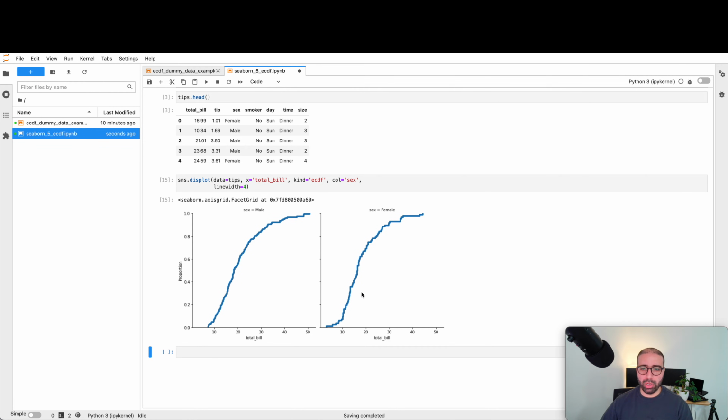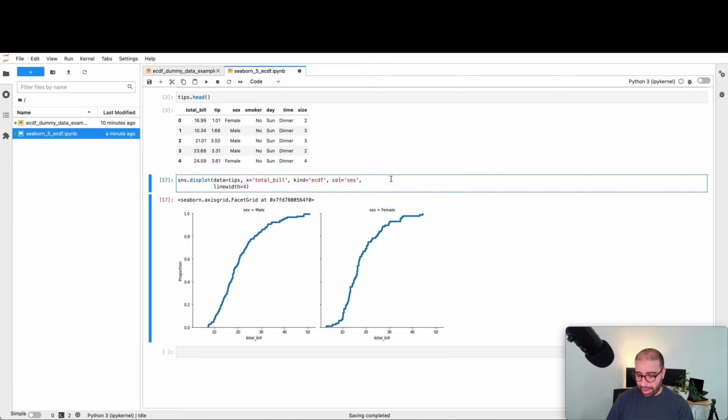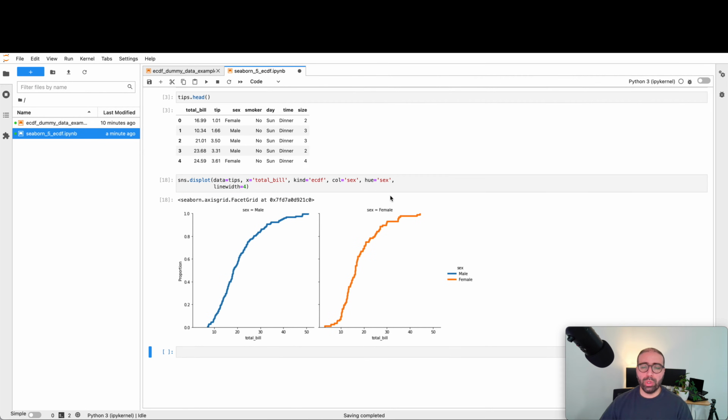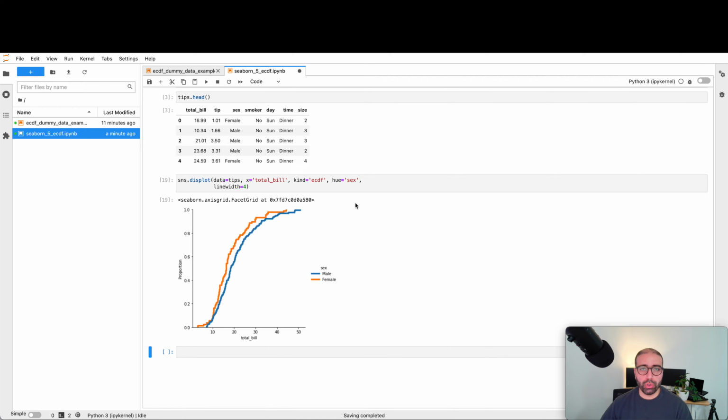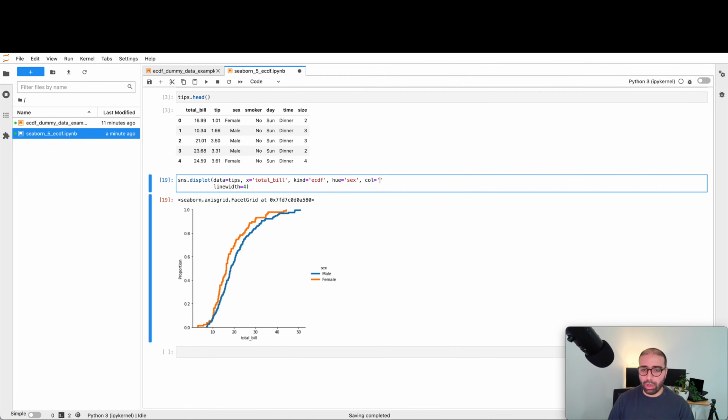Well, I am not really getting different colors. So what about setting the color, which is the hue, to be sex? That will give me different colors, blue for male and orange for female. If I wanted them to be plotted over each other, I will just get rid of the column and say, I just want you to put them in 2 different colors. I want 1 plot and 2 graphs on 1 plot. Let's bring the color parameter back again.